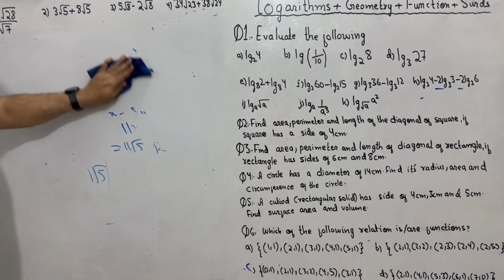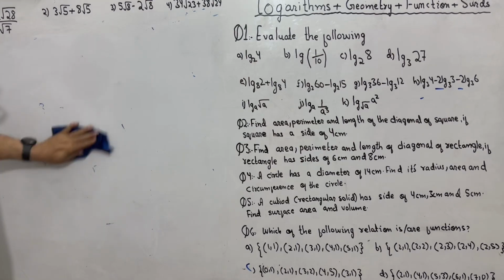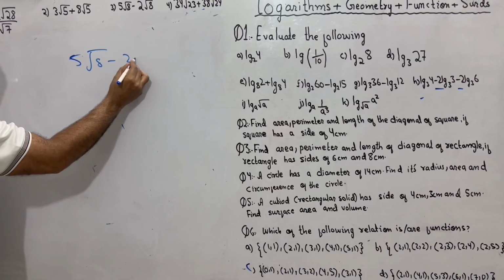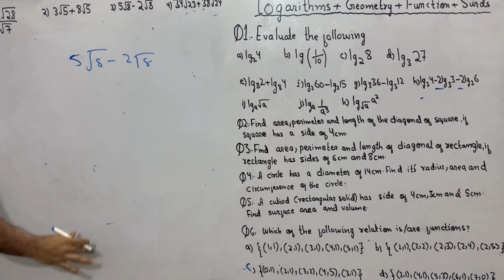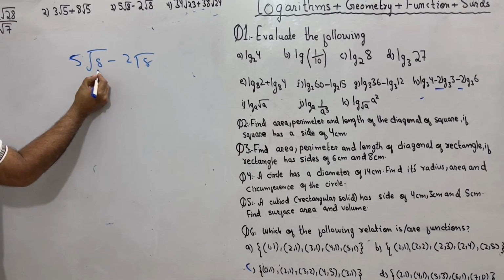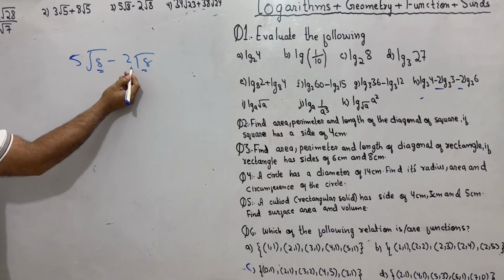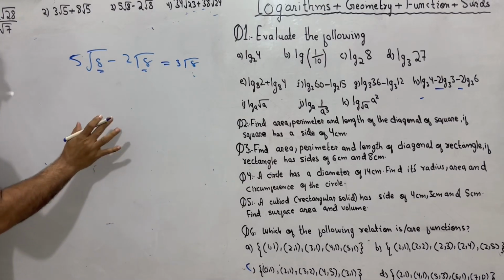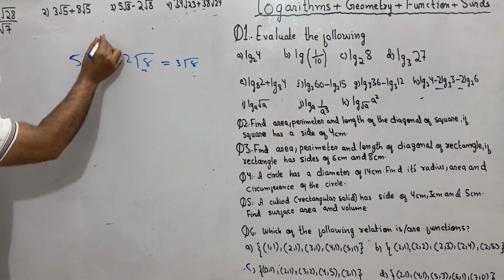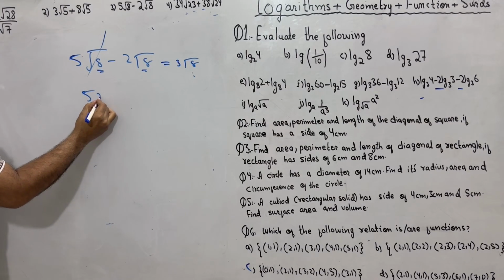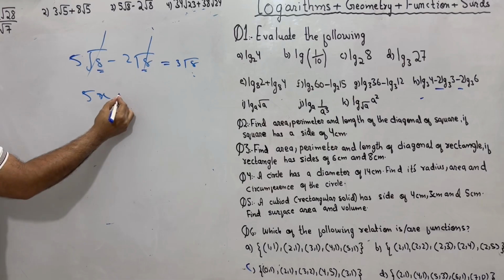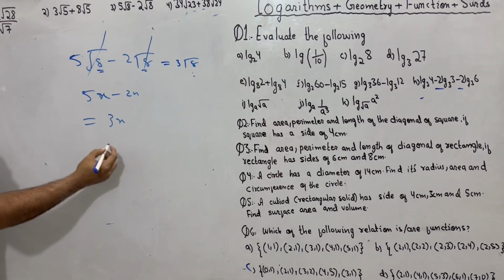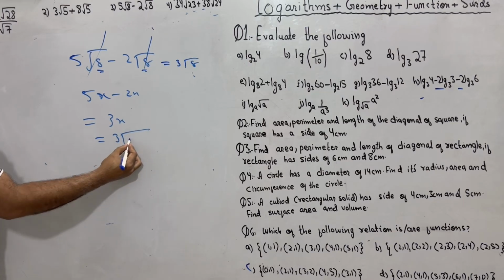Question number 3 is 5 times root 8 minus 2 times root 8. Look at this. 5 times root 8, 2 times root 8. Don't you worry. Here root 8, 5 minus 2, it will become 3. Simply, that's the answer, 3 root 8. Or one can take root 8 as x. 5x minus 2x, its standard answer 3x. We put the value of x, that is 3 root 8.